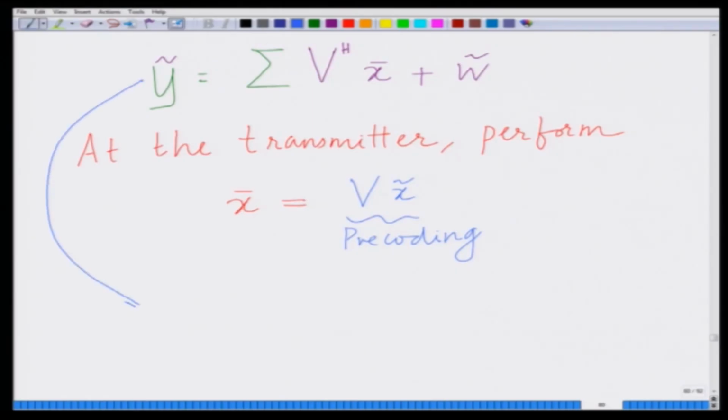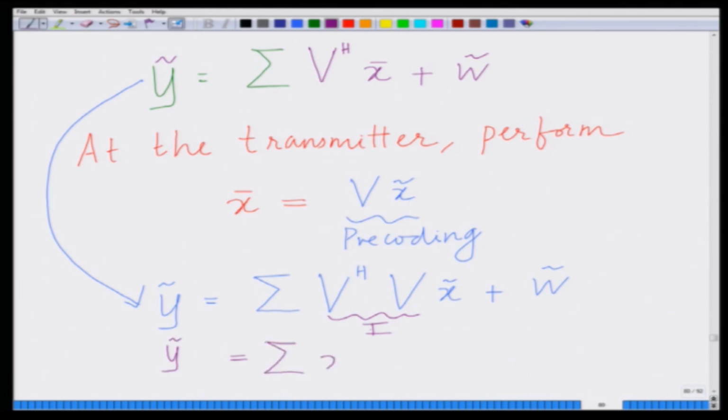Now, let us substitute this expression of x bar in the above equation, and therefore, what we obtain is y tilde is equal to sigma V Hermitian x bar plus W tilde, but x bar is V times x tilde. And now, you can see that V Hermitian V is identity, therefore, this reduces to y tilde equals sigma times x tilde plus W tilde, and this is something very interesting.